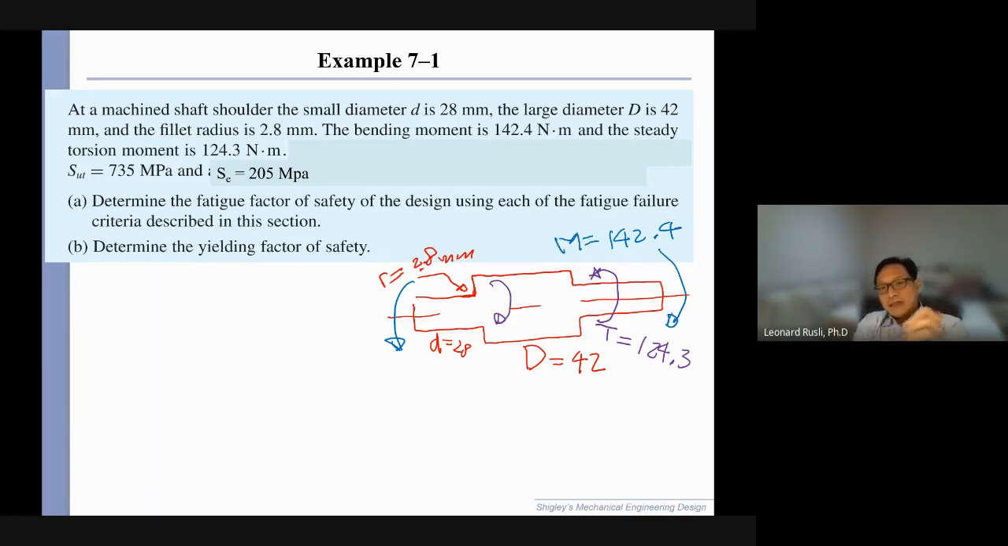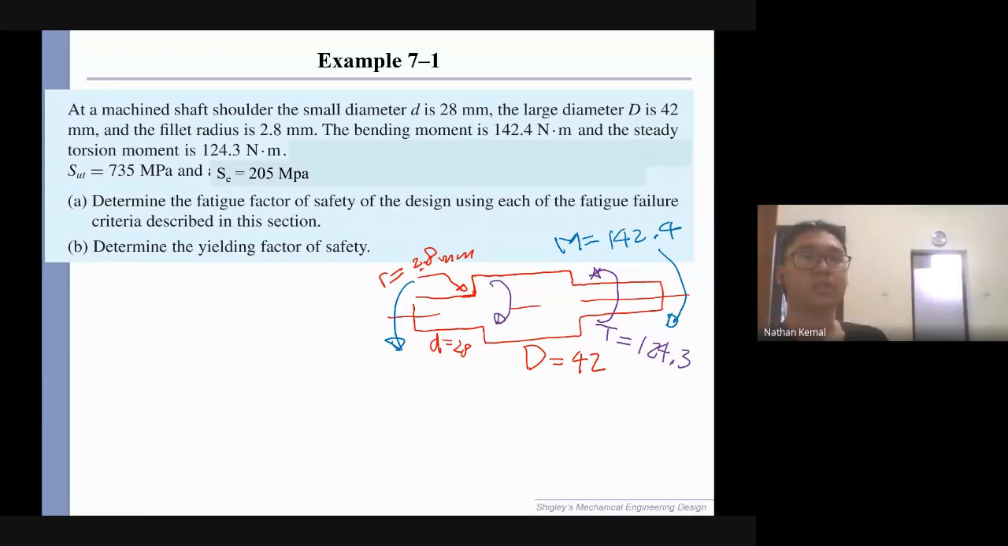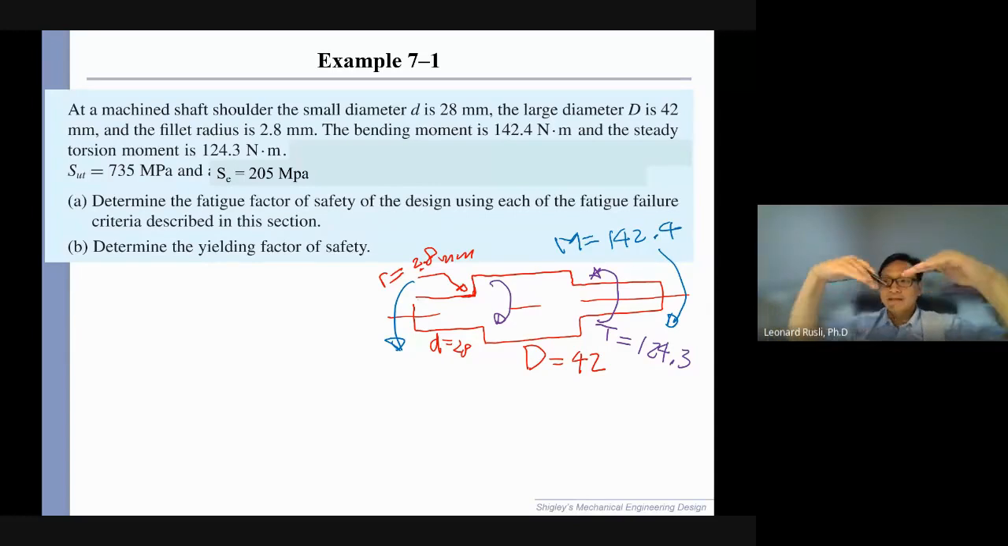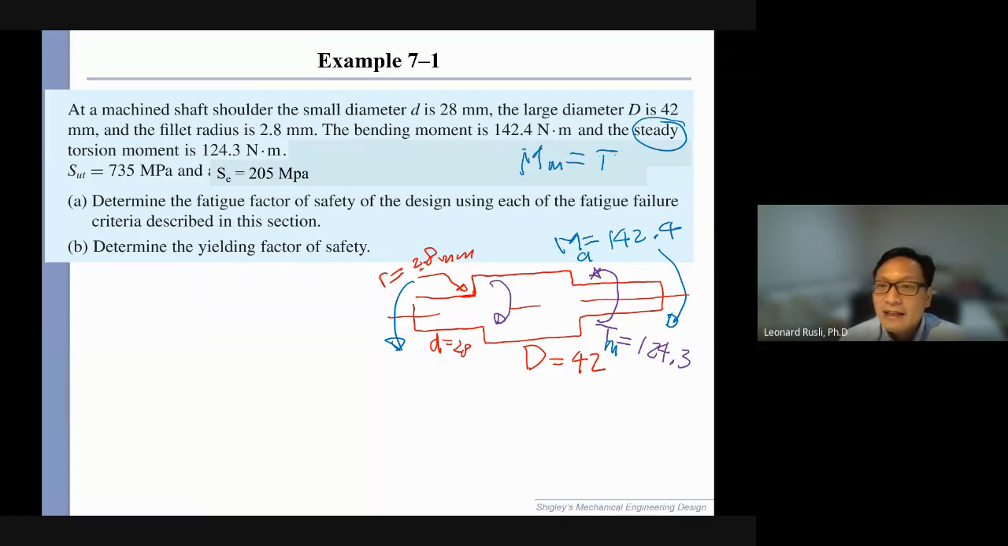Now, remember, bending moment causes which stress? Static or fluctuating? Which one is it? Fluctuating. Moment, tension, compression. Torsion is just steady. Okay? So, steady torsion. It's also given, right? So, this is really Ma and Tm. Mm and Ta is 0.